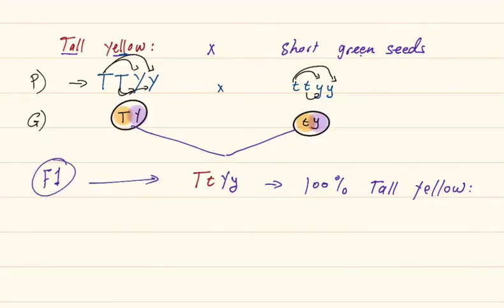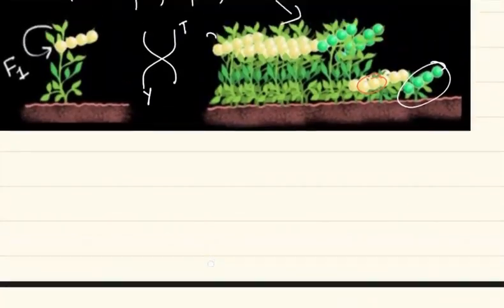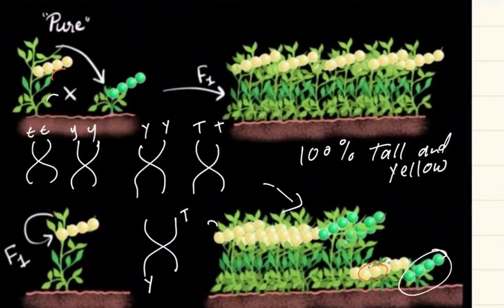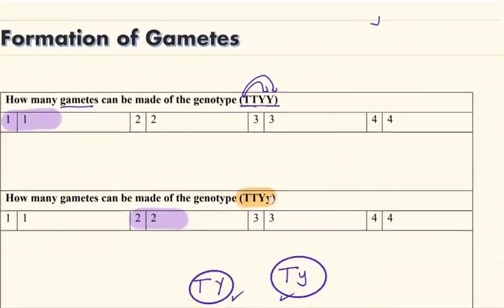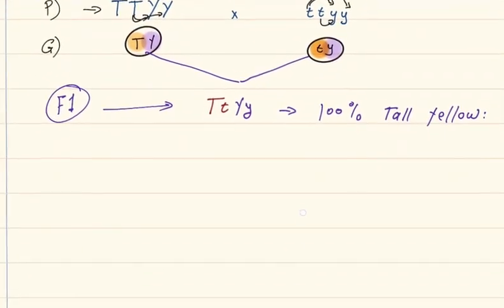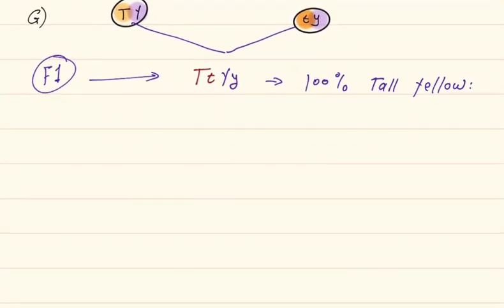We got F1. Let's see here. And this one, as I showed you before, tall plant with yellow seeds, short plants with green seeds. What did they give us? They gave us 100% tall and yellow seeds. Now let's look at F2, second filial generation. Now the first one gave us 100% tall and yellow. Let's use this one to find the F2.